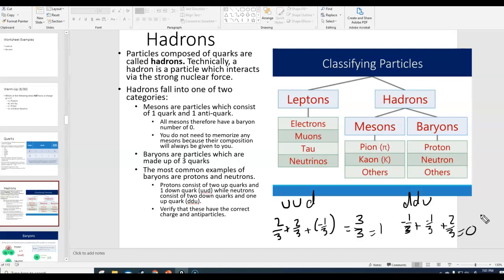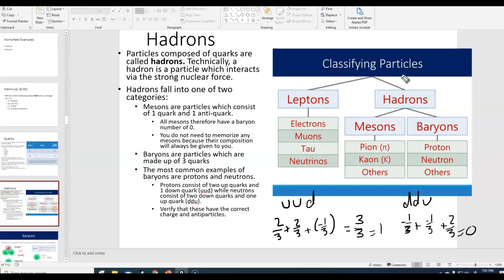You are responsible for knowing the quark composition of protons and neutrons. That is something the IB would expect you to know. Besides that, you're not necessarily responsible for knowing the composition of other baryons besides the proton and neutron, but you definitely need to know those.